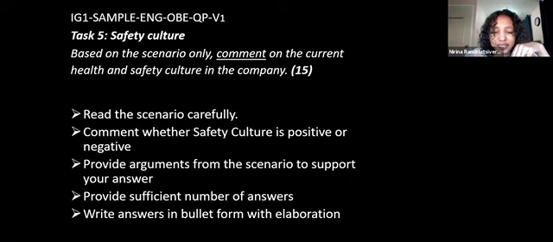And write your answer in bullet form with elaboration, or it doesn't have to be bullet form, paragraph, but divide it into short paragraphs. Don't just put everything in one very long paragraph. It's very, very hard to check. It makes it easier on your side as well, because you will be able to see quickly what are the points that you already mentioned, what are the points that should be added, and so on.